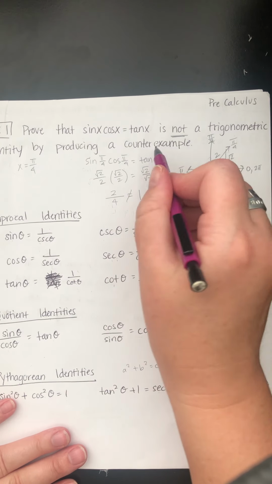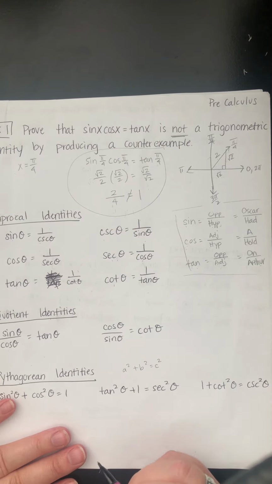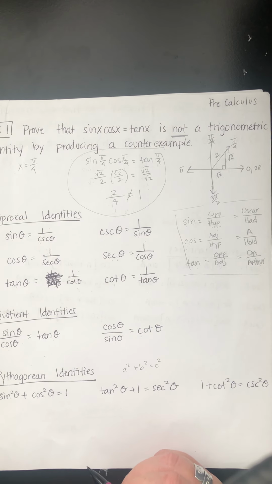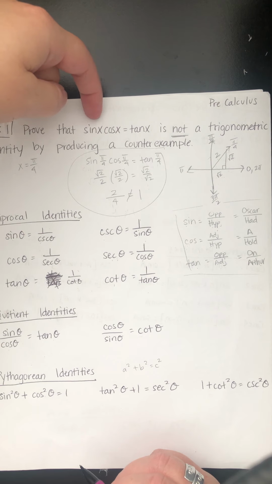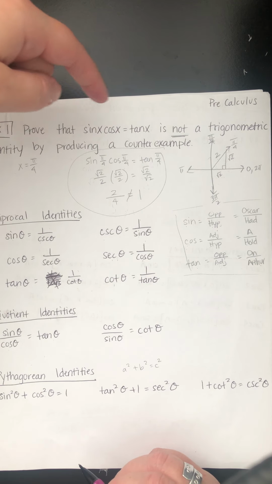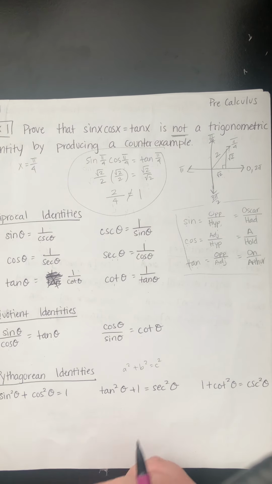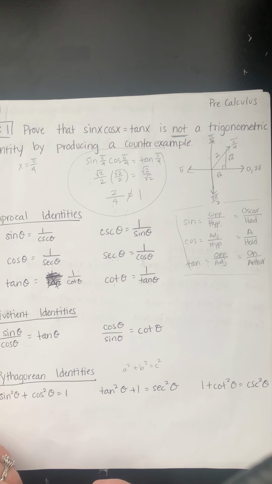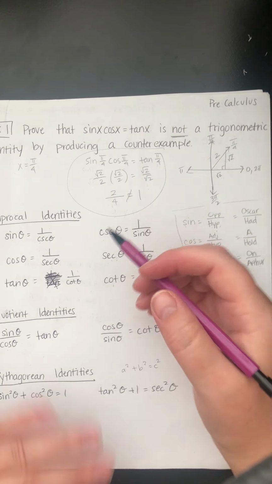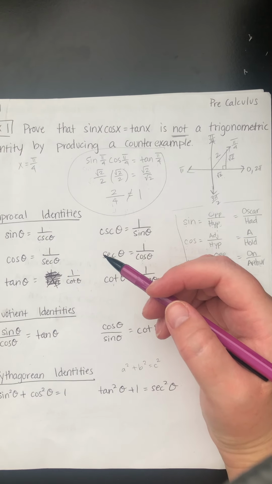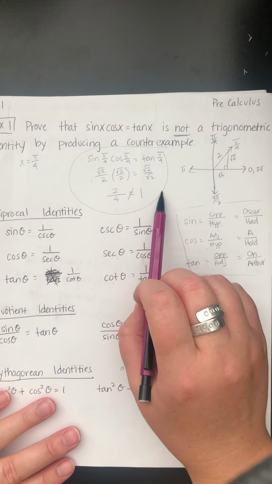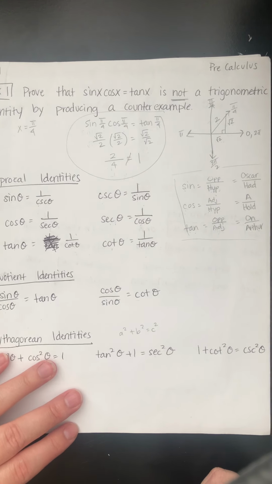So this right here is your work. Your work is your answer, because they ask you to prove that this is not a trig identity. You prove it by using a counterexample, which in this case, we replaced x with pi over 4. You could do pi over 2. You could do 5 pi over 4, whatever you want. I just like to keep it in the first quadrant because it helps keep things a little bit simpler. So all of your work is your answer.